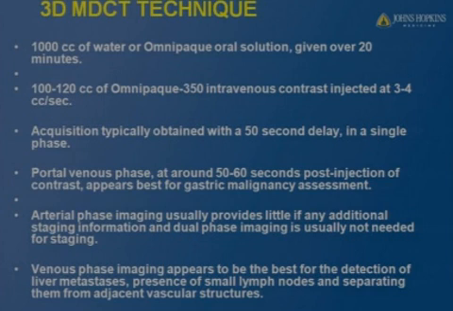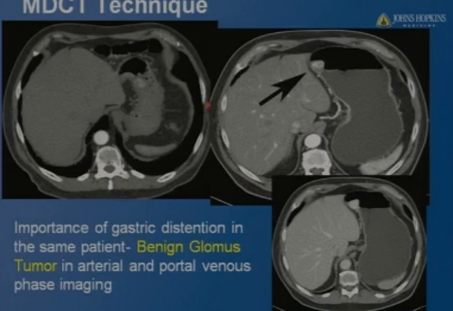Arterial phase imaging provides little, if any, additional information, but in countries where there is a high incidence of gastric cancer, there are even 3-phase enhancing images: arterial, portal, and delayed equilibrium phase. And venous phase imaging seems to be the best in terms of detection of the liver metastases and to evaluate the small lymph nodes that are important, separating them from the adjacent vascular structures.